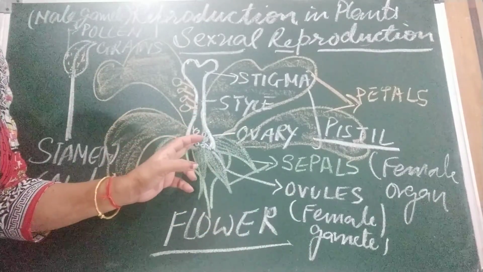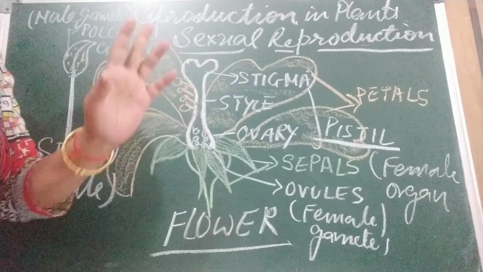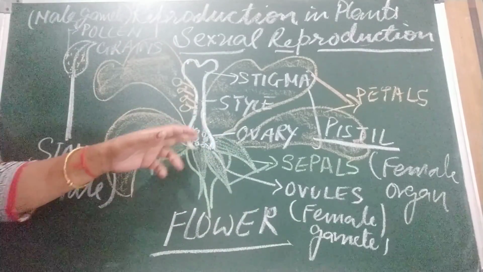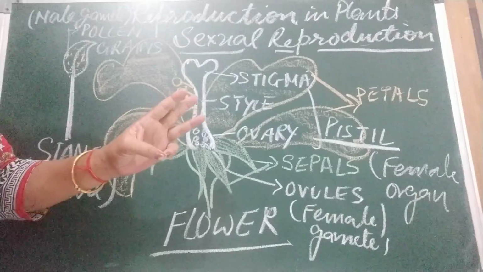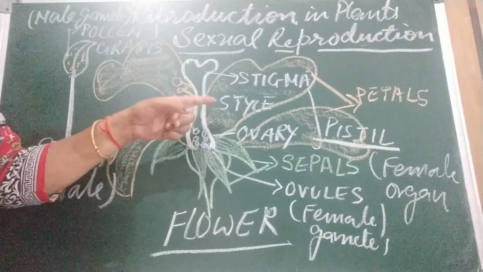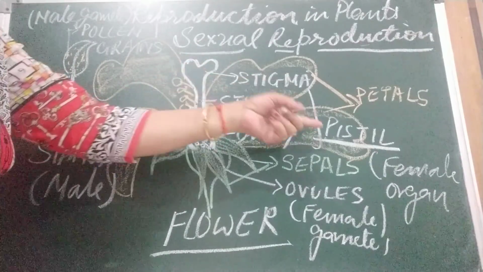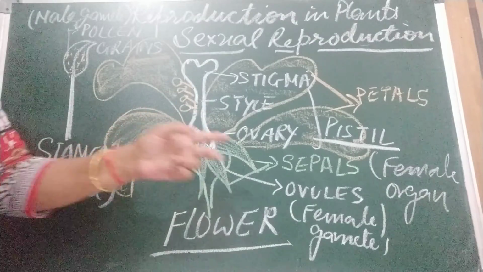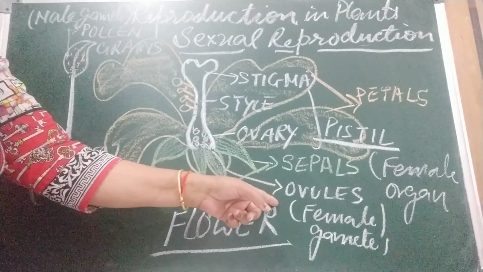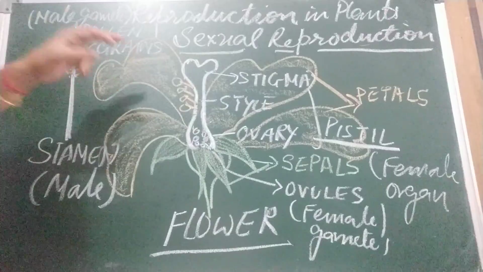Female gametes, we call them ovules. So it is clear, ovules are inside the ovary. Three parts of pistil: stigma, style, ovary. The female part is called pistil, and inside the pistil, inside the ovary, what is there? Ovules. Now come to the male part.